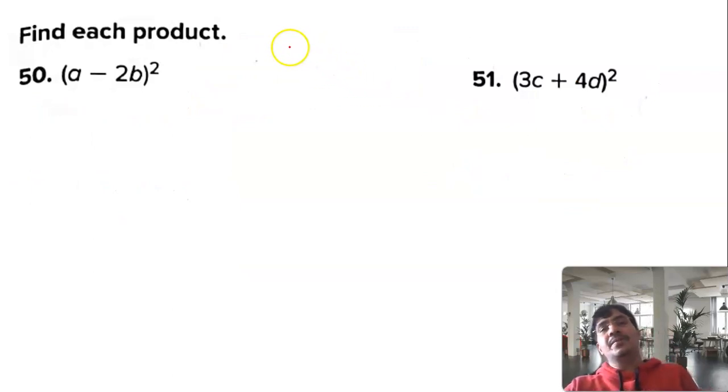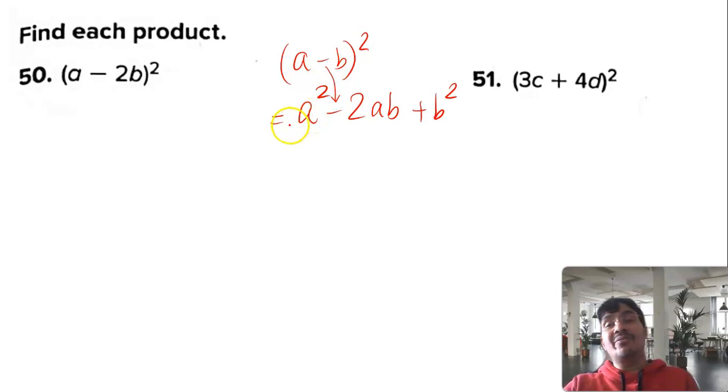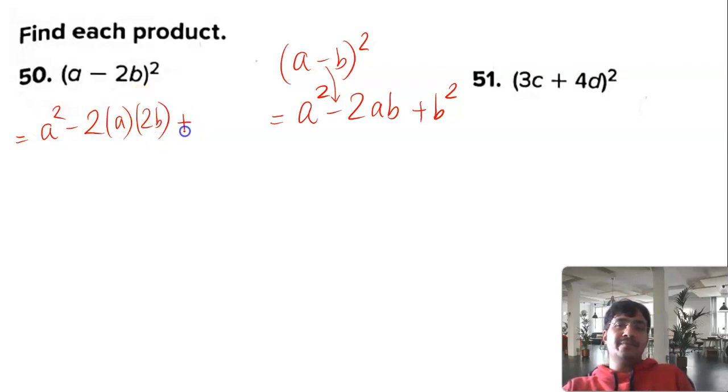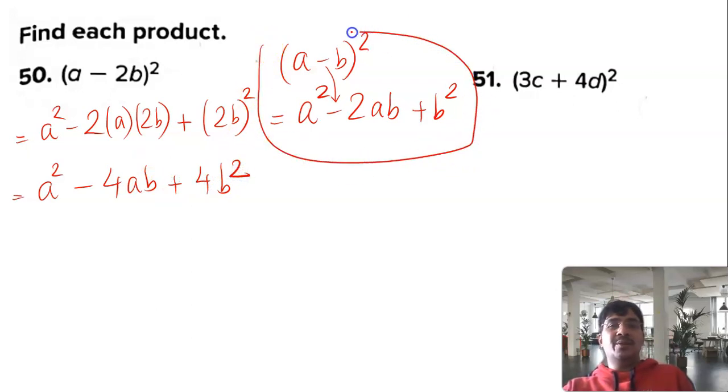This is with minus now. So you should know the formula: a minus b the whole squared is a squared minus 2ab plus b squared. The only difference between the previous formula and this formula is this minus. So the answer for this will be a squared minus 2 times a times b plus b squared. So a squared minus 4ab plus 4b squared. So you have to use this rule to solve this question. Yeah, understood?